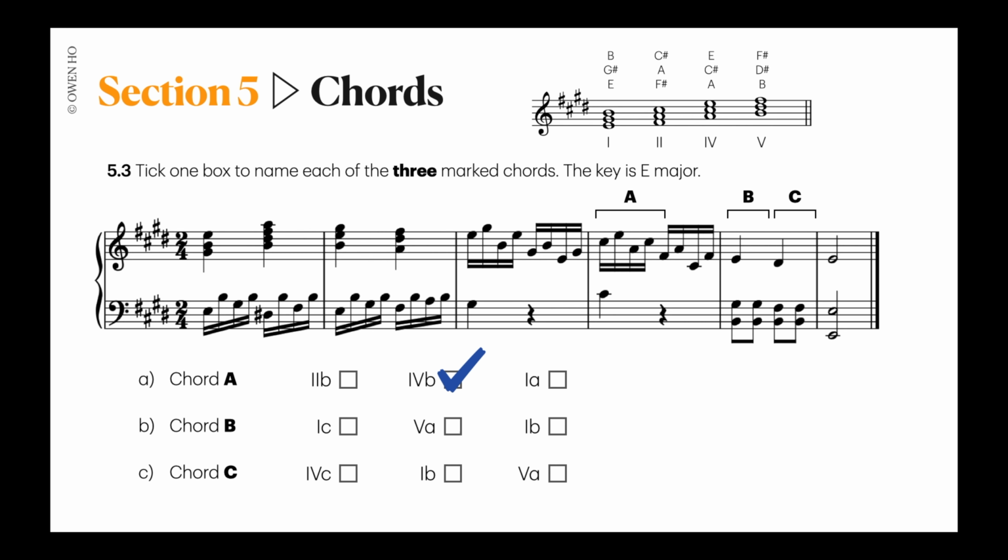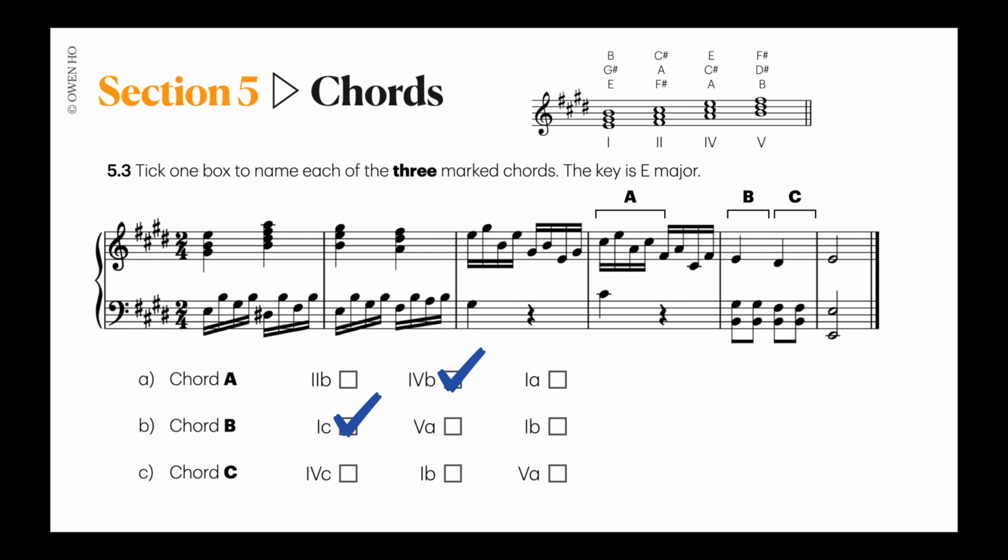Looking at chord B now, in the bass clef we have a B and G sharp, and above them we have an E. If we think about this, in root position we have E, G sharp, and B, and that makes it a 1 chord. And to determine the inversion, we simply need to look at the bass note. In this case, it's the 5th note, so that makes it a second inversion, and so the answer is 1C.